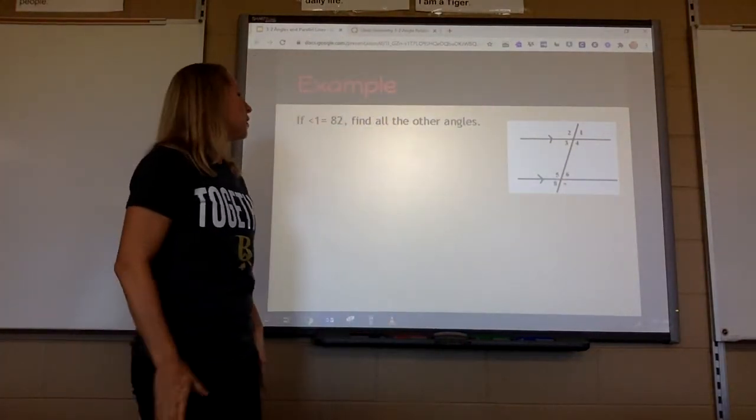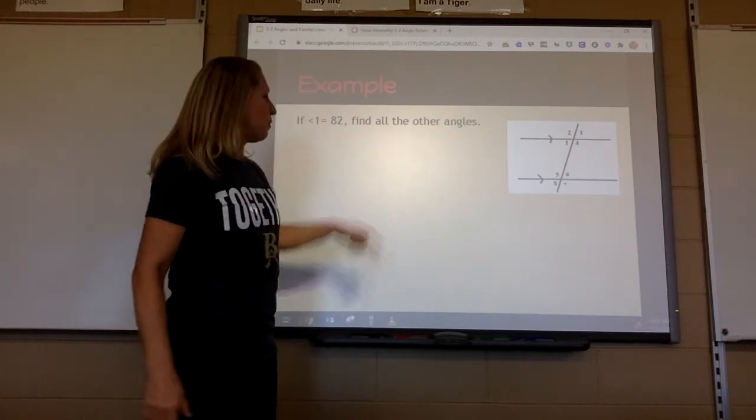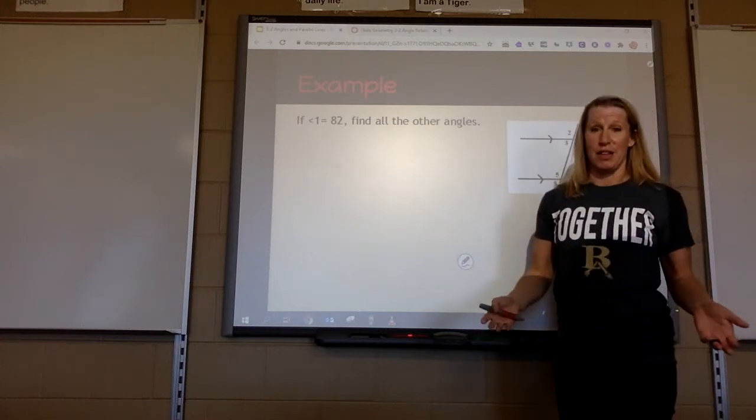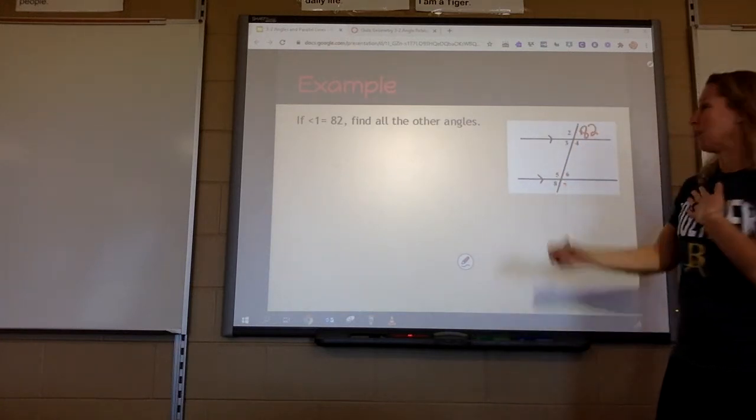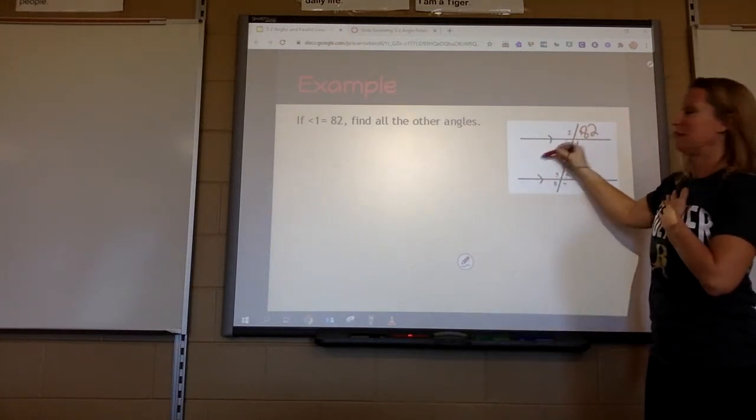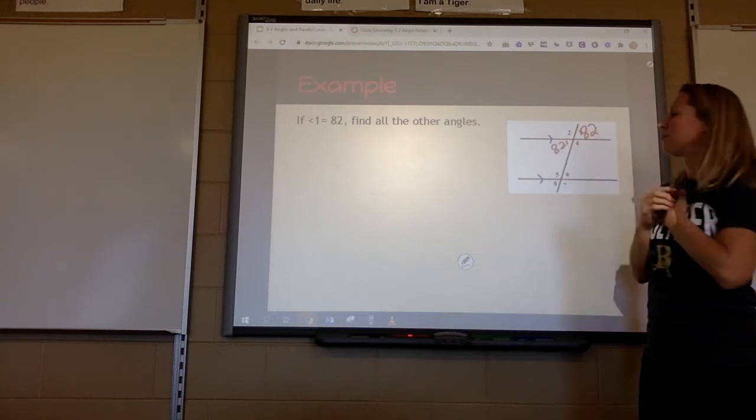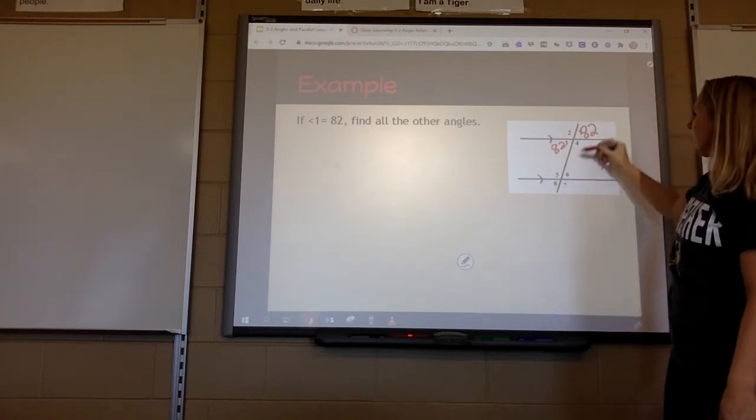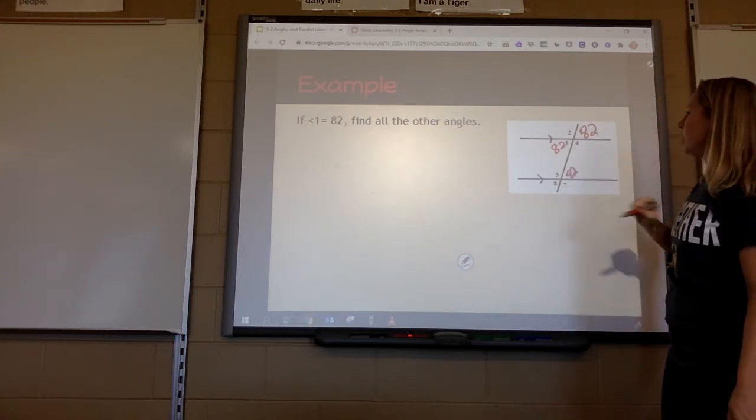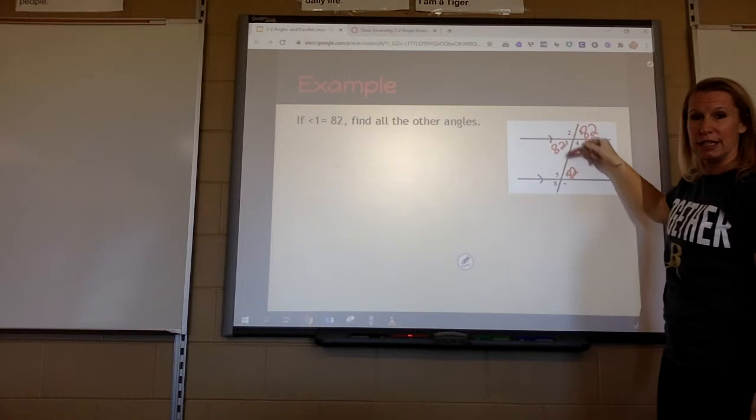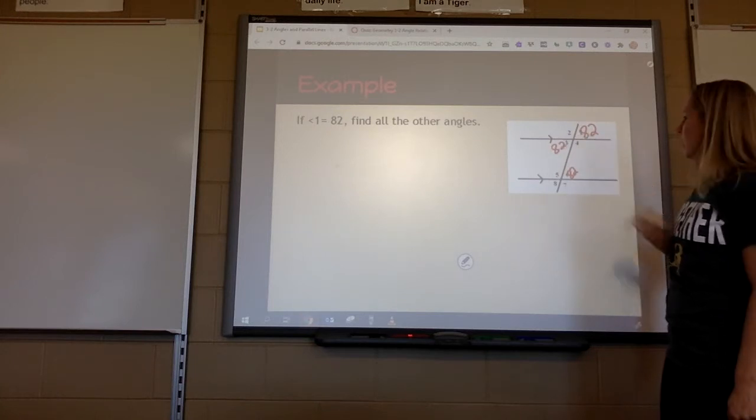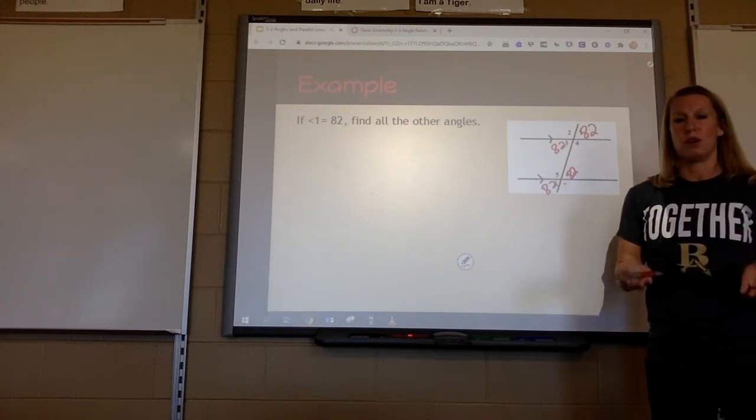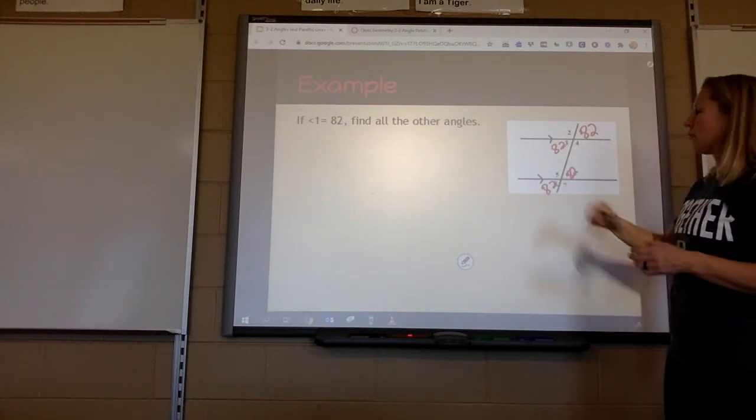Okay, so for example, angle 1 is 82. I have to find all the other angles. Well, I remember that vertical angles are equal, so I know that this is 82. I remember that corresponding angles are equal, so this would be 82. Or you could think alternate interior angles are equal. Corresponding angles are vertical. So those would all be 82 degrees, all four of those.